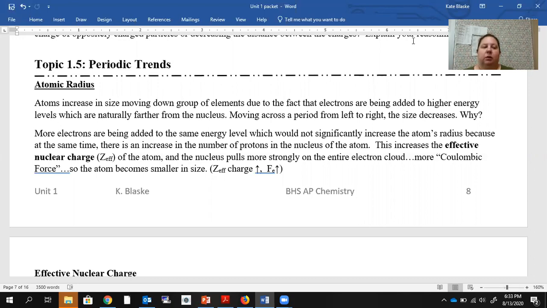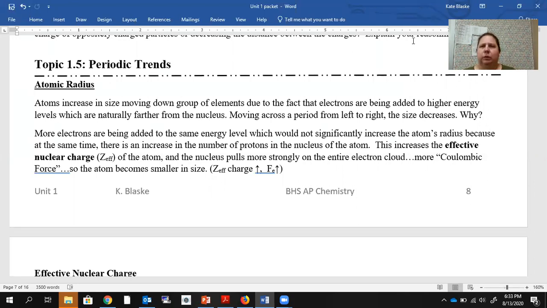In first year chem, we basically asked you to memorize the pattern. So we asked you to know that atoms increase in size as you move down a group because you're getting more and more energy levels, so that atom is getting larger and larger as it holds more and more electrons, and moving across a period from left to right, the size decreased.